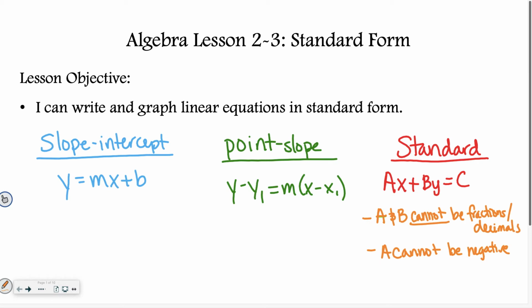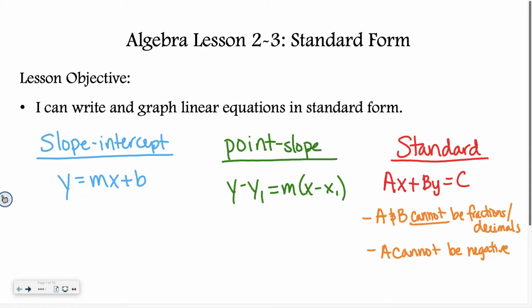So why don't we do a quick review on the different forms that we have learned so far. We learned about slope-intercept a couple of days ago, and that is y equals mx plus b. B represents where our graph, our line, will cross the y-axis. Then, yesterday we learned about point-slope form, which is where we are given a point and the slope, and we can use that information to either graph or write an equation.